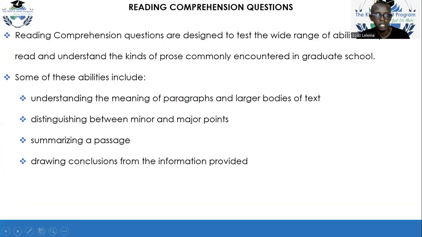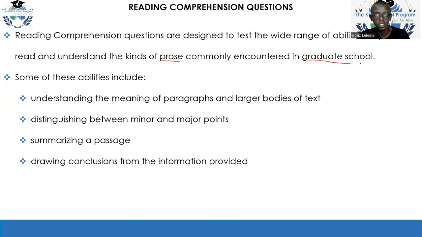Let's start with the reading comprehension questions. Reading comprehension questions are designed to test a wide range of abilities required to read and understand the kind of prose commonly encountered in graduate language. This basically means, are you able to understand the kind of language structure used in graduate school?